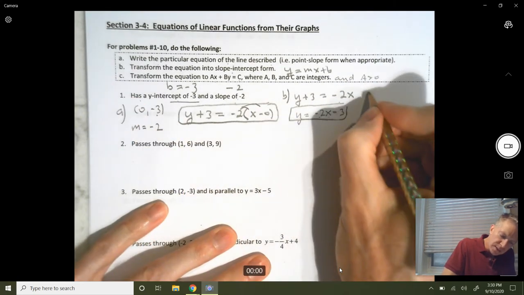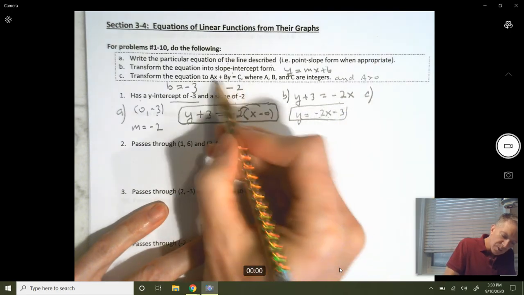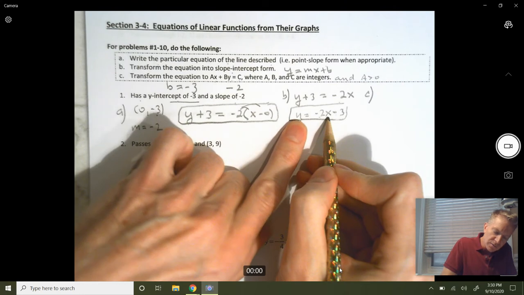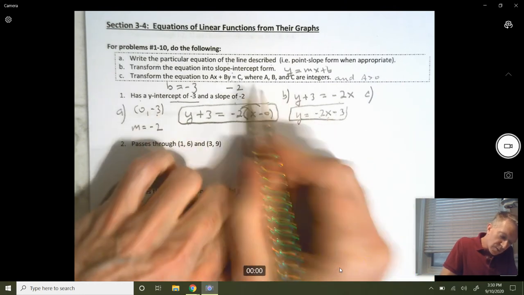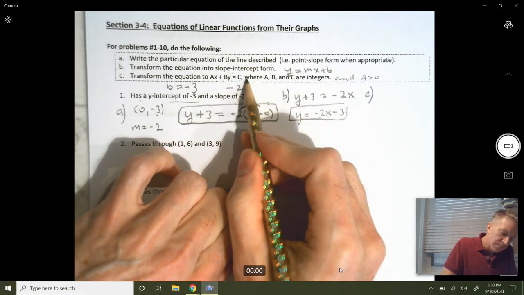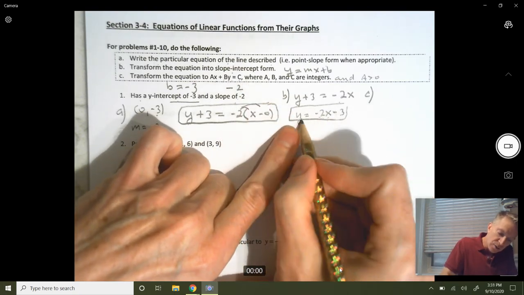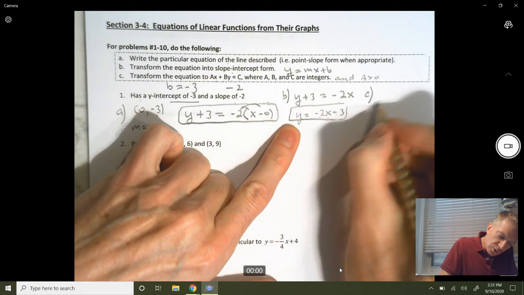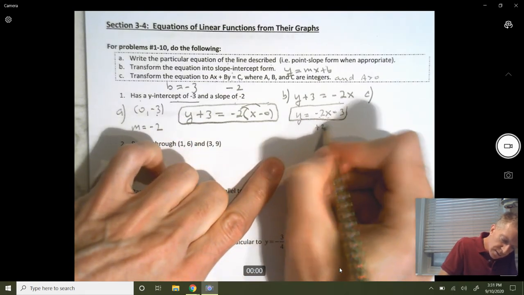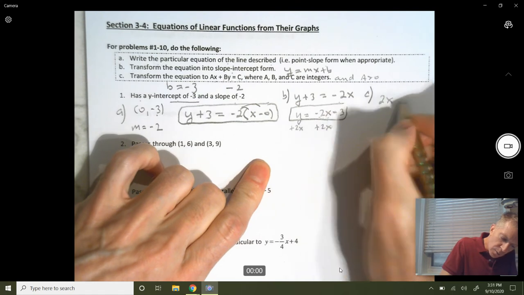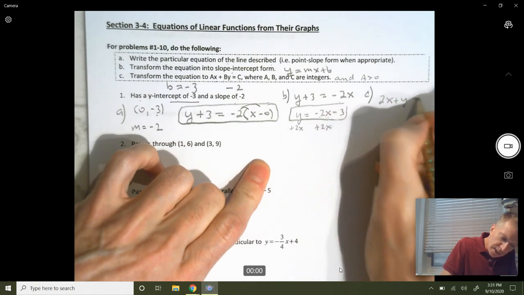And then part C, we want ax plus by equals c. So we want the x's and y's on the same side. That's the first thing we do. On the left side, you want the x's and y's. On the right side, you want the constant. So adding this to the other side, and you want your x term first. So you're going to add 2x to both sides. You'll get 2x plus y equals -3.